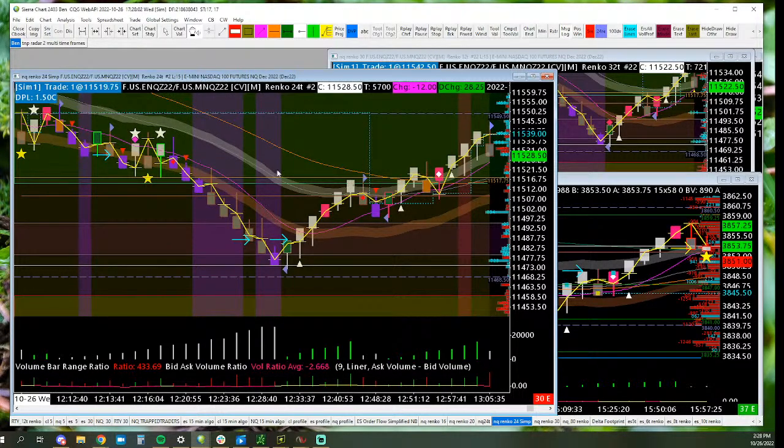That 2 hour VPOC shifts down. What did I say happens when it shifts down? Volume or price returns to it. And where is it trying to go? It's trying to see if price can get back up to that level where it came from.